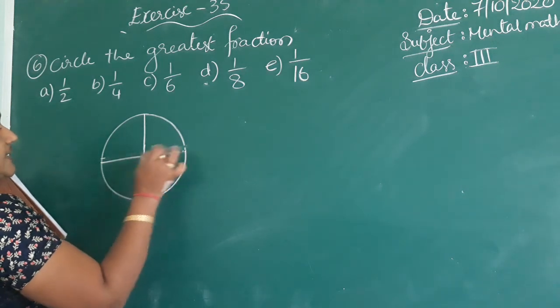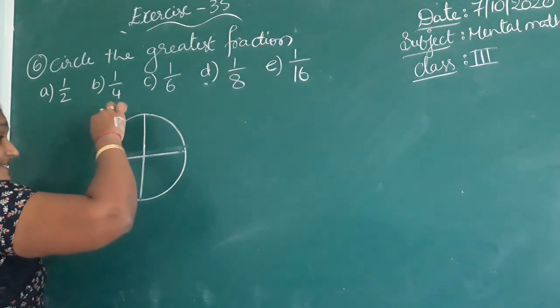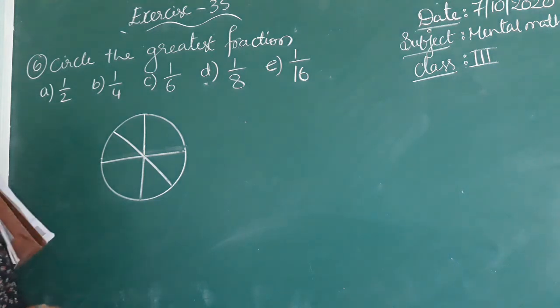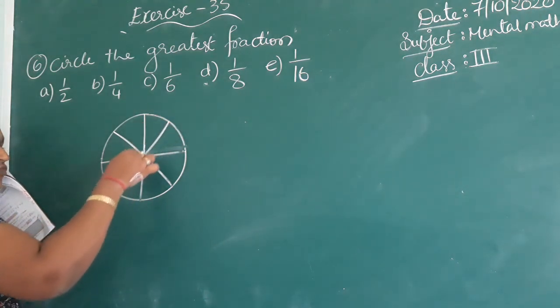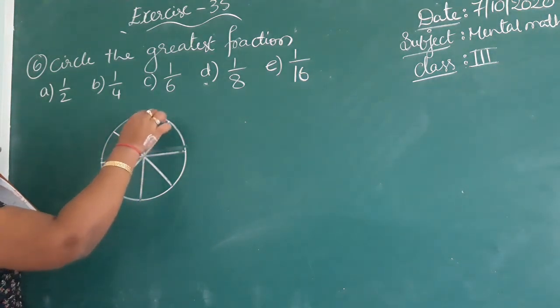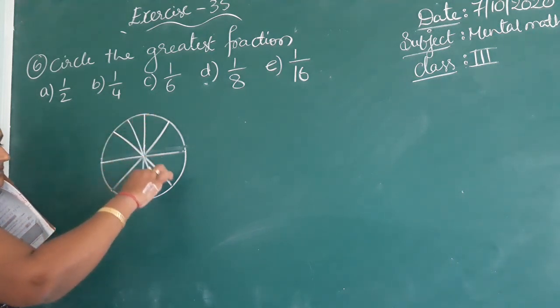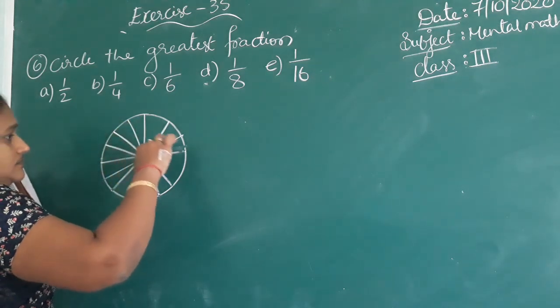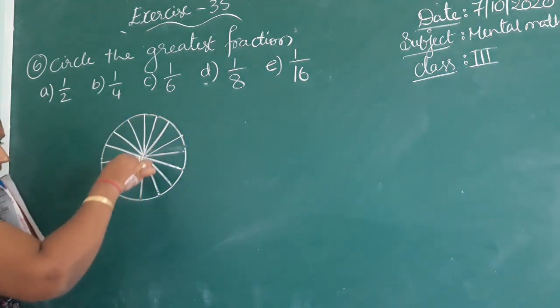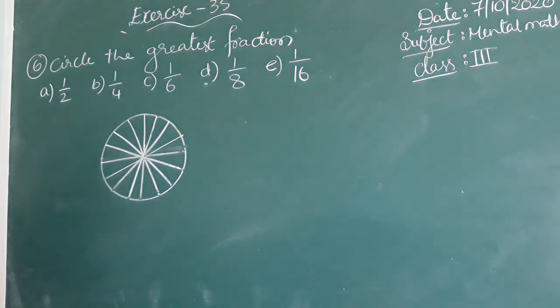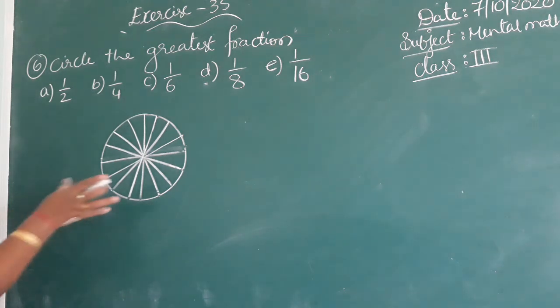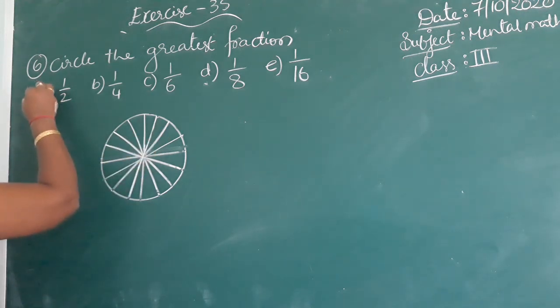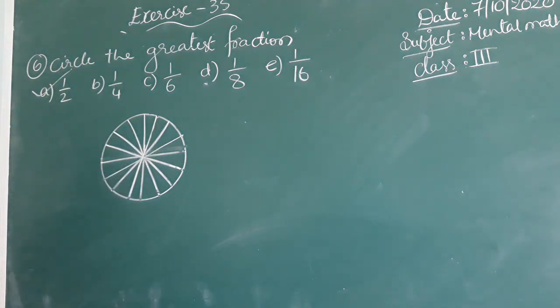Okay. Next, 8 parts means somewhat less. 16 parts means this much smaller parts. So each part becomes very small. If I divide this one into some equal parts, which comes more? 1 by 2 comes more. 1 by 2 means half of the part is more.